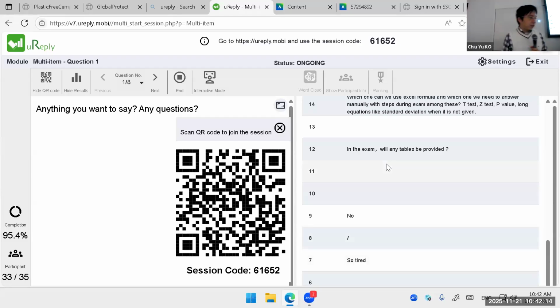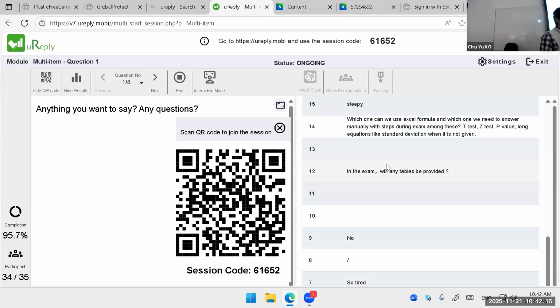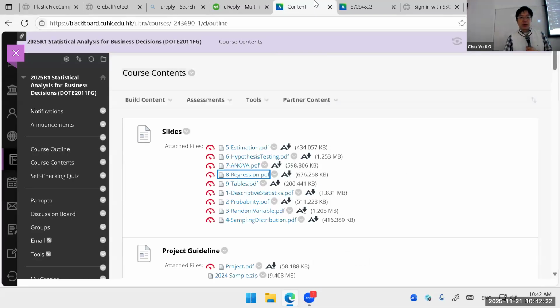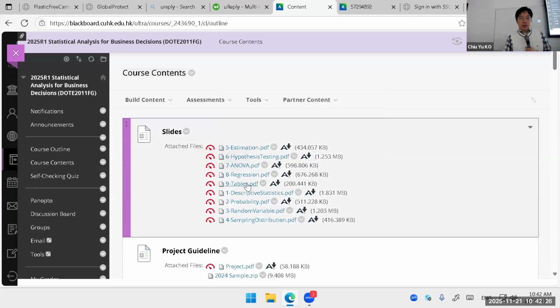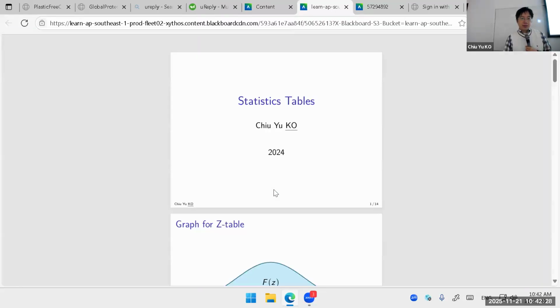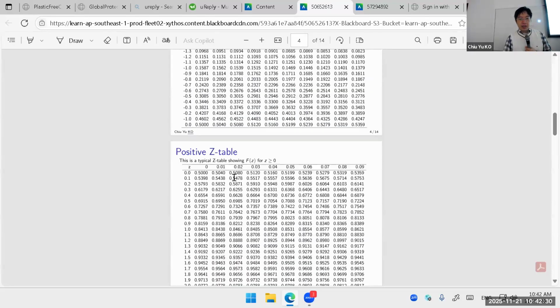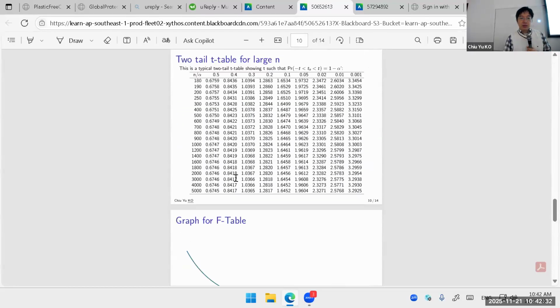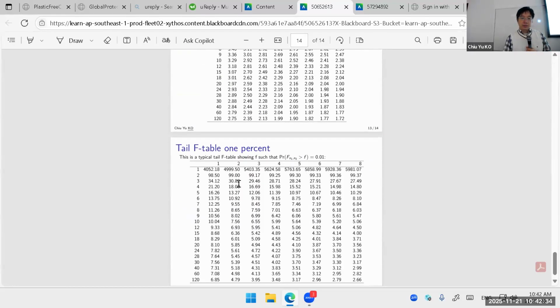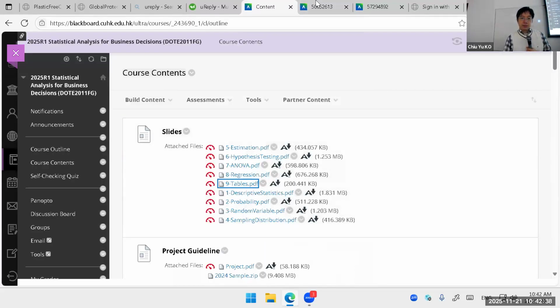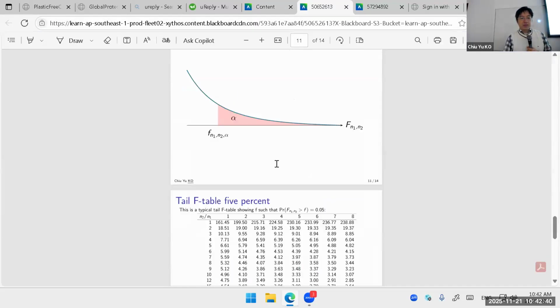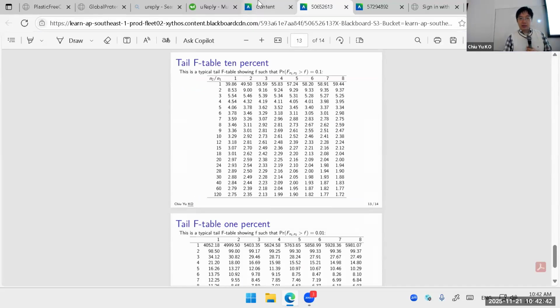But it's open book, so you bring whatever you need. That's fine. I think the safe bet is maybe you want to bring the table I already gave, in the slides, or the Z table, or you can also bring the T table. Should be okay. I think that will be sufficient, I guess. Should be.